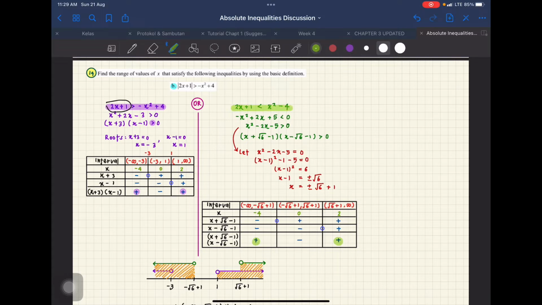Okay, so negative part yang ni saya guna cara daripada dalam video. Kalau cara daripada dalam video, dia letak negative sign dekat right hand side and then they change the sign. So yang belah kiri still sama. But I just change this inequality to less than, and then this one I put negative.